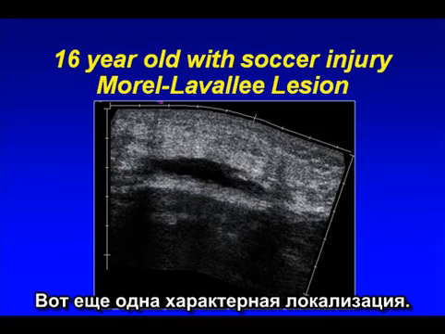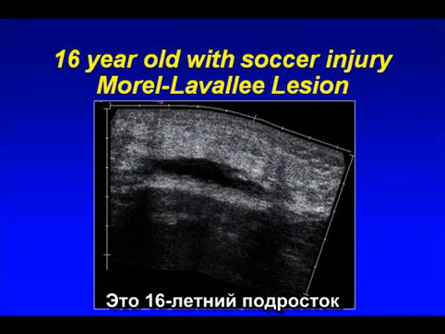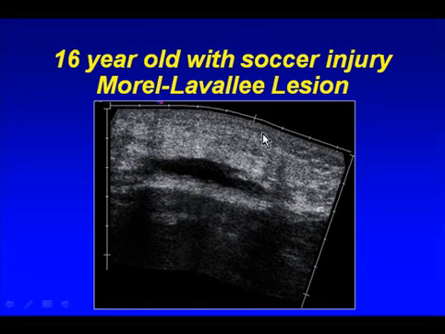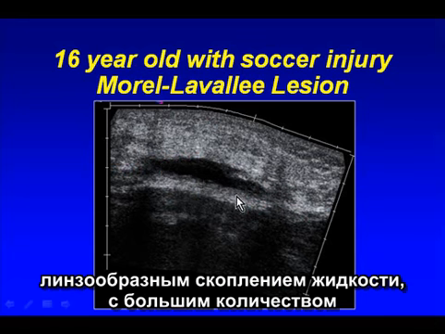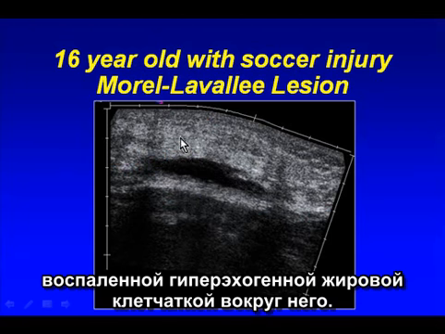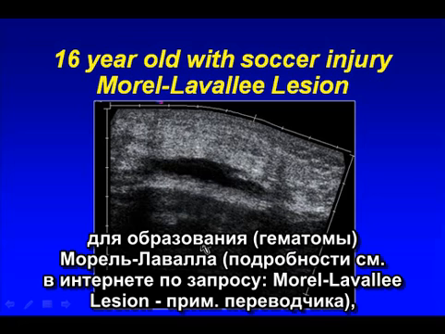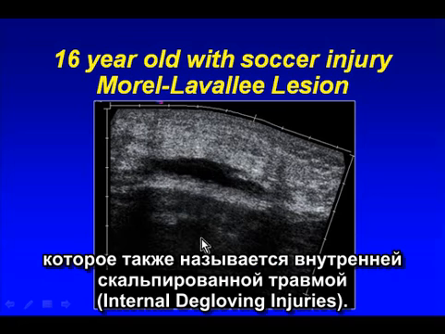Another characteristic location, this is a 16-year-old with a soccer injury who presented with a palpable mass over the thigh. And this mass was a lenticular fluid collection with a lot of inflamed hyperechoic fat around it. And this happens to be a characteristic location for what is called a Morel-Lavallée lesion, or so-called internal degloving injury.